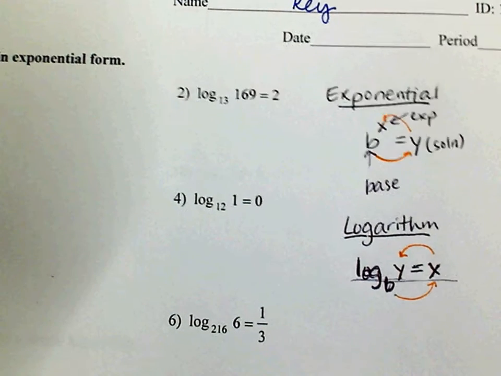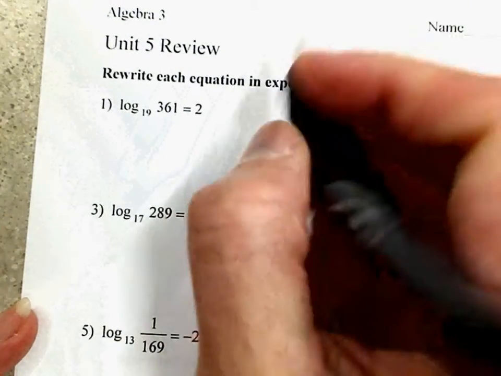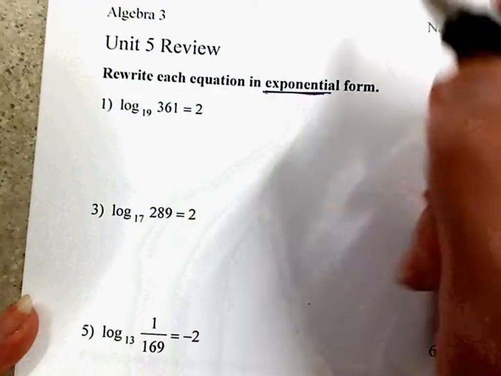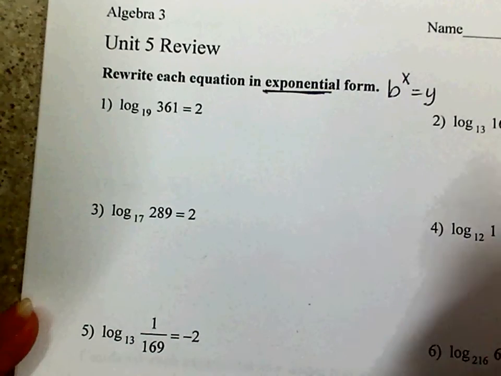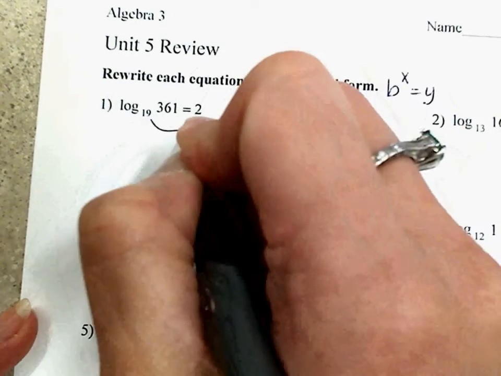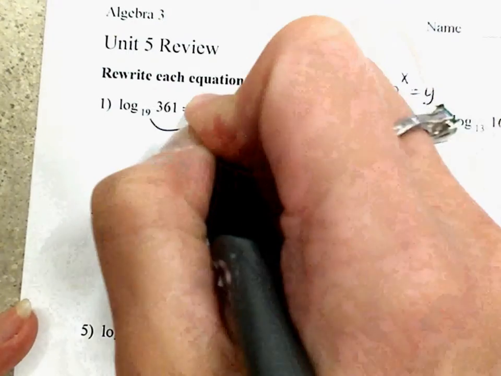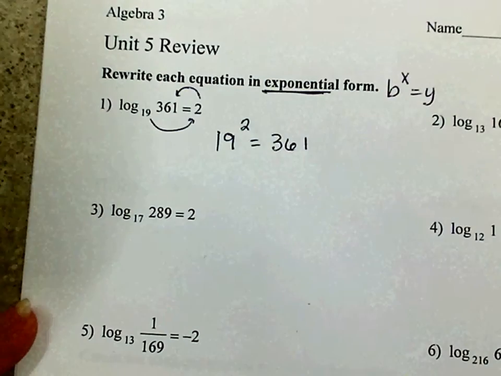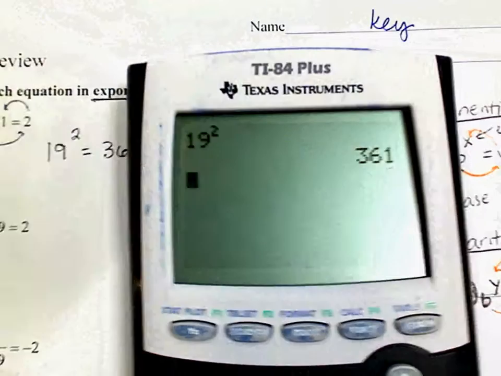Now let's look at number one. It says, rewrite each equation in exponential form. So the form I want is b to the x is equal to y. Figure out what your base is. Your base is 19, goes to the second. 19 squared is 361. So if you check that on your calculator, 19 squared, you see how that's 361. Okay, so that's how that works.